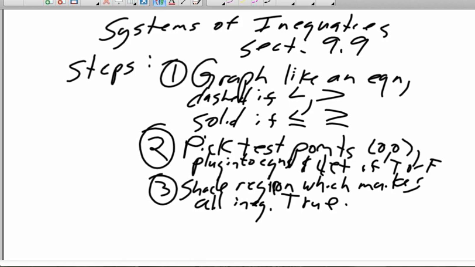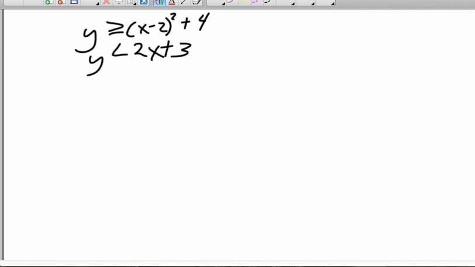Okay, so I'm going to work 3 examples for you. Example number 1, we're going to have y is greater than x minus 2 squared plus 4, and y is less than, it should be equal to, 2x plus 3. Okay, so this is a parabola with a vertex at 3, 4. Excuse me, 2, 4.